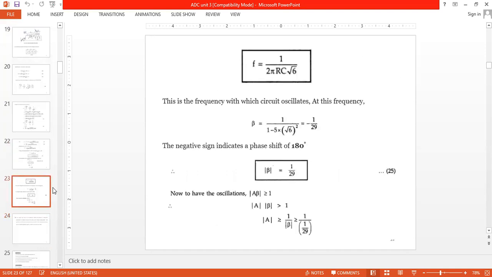So the final output frequency of the sine wave generator is F is equal to 1 divided by 2 pi RC root 6. Okay.